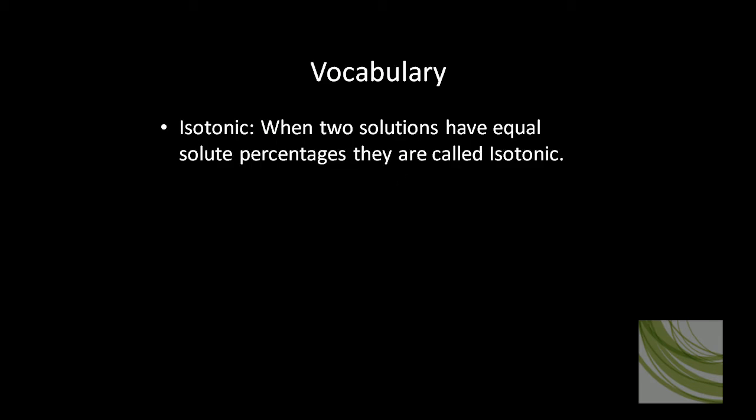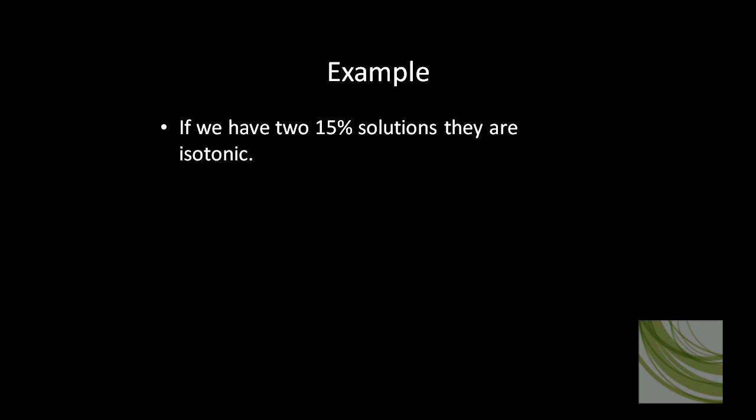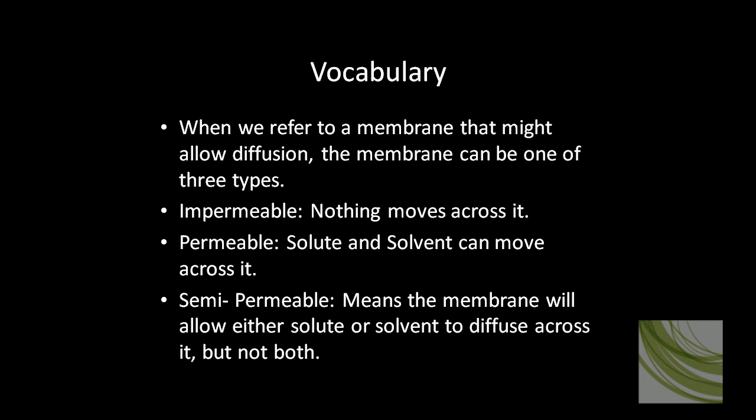Solutes or solvents diffuse in order to become isotonic with the other solution. When two solutions reach equal solute percentages, they are called isotonic. For example, if we have two 15% solutions on either side of a membrane, they would be considered isotonic. When we refer to membranes in biology, we're generally referring to the plasma membrane of a cell. This is a membrane that may or may not allow diffusion.